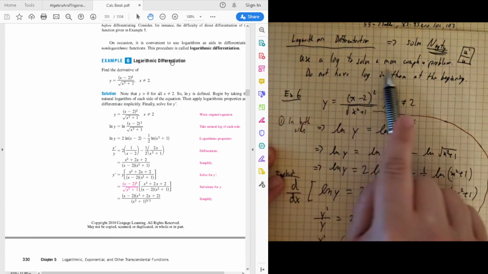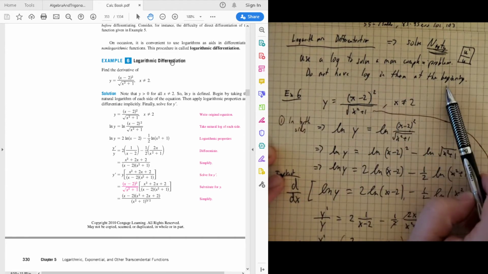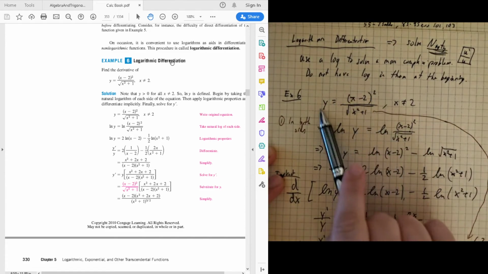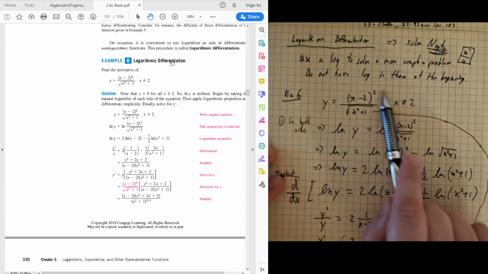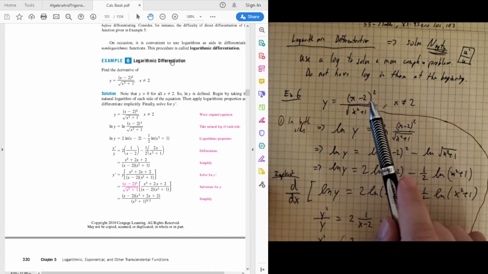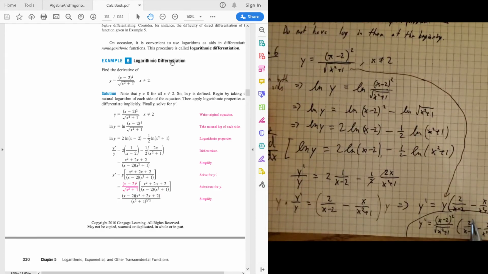We use a log to solve a more complex problem, and it usually does not have a log in it to begin with. But it's usually because the problem is nasty. We look at this problem from example 6. It's nasty. We don't want to take this derivative by standard techniques, even on our best days. And so we instead rewrite the problem and solve it manually using different steps.